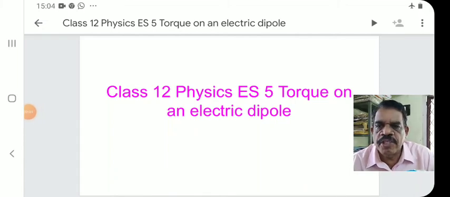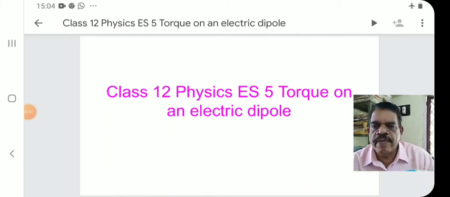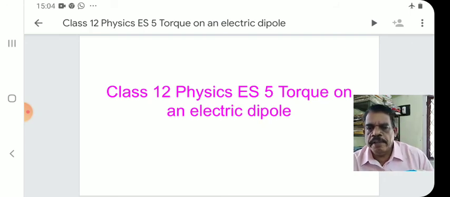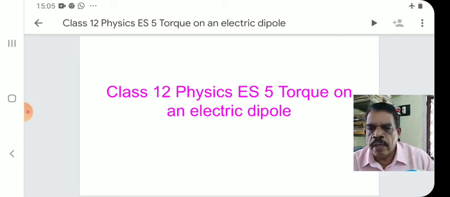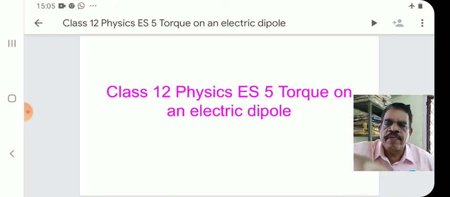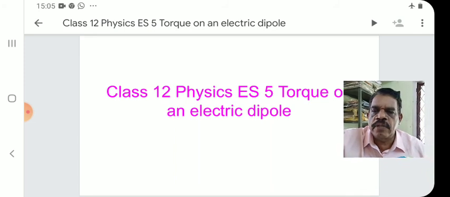Welcome to the fifth lecture on electrostatic field and charge, for class 12 physics students. Today's topic is torque on an electric dipole, for HSC, CBSE and ISC students. Class 12 physics, electrostatics, electric field, electric charge.